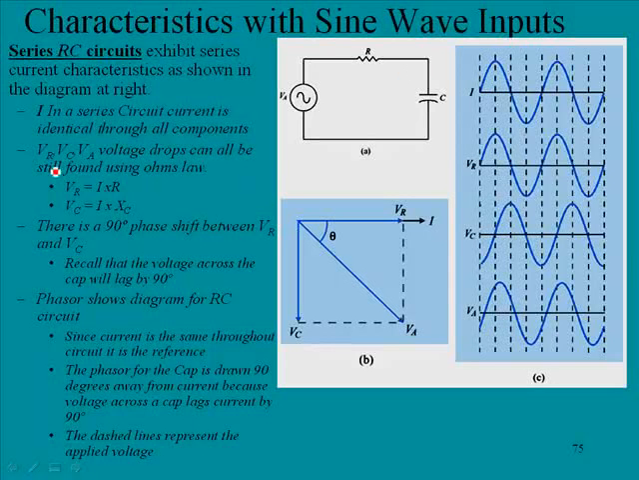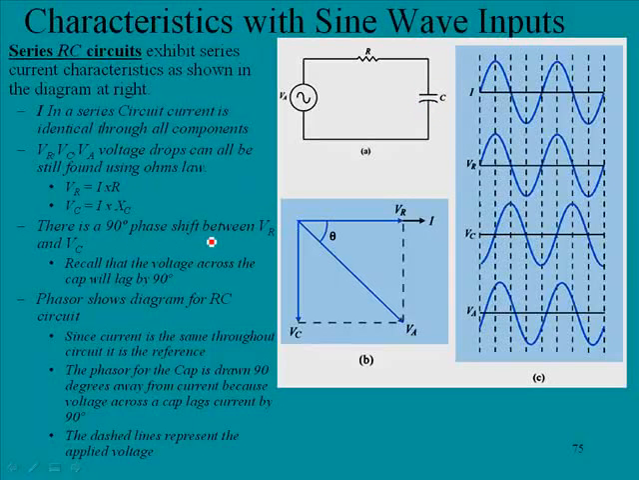Now, the voltage. Now here we have the voltage across the resistor, across the capacitor, and the applied voltage can all be still found using Ohm's law. Now the voltage across the resistor is simply going to be current times the resistance of the component, and the voltage across the cap will be found using the current times the capacitive reactance.